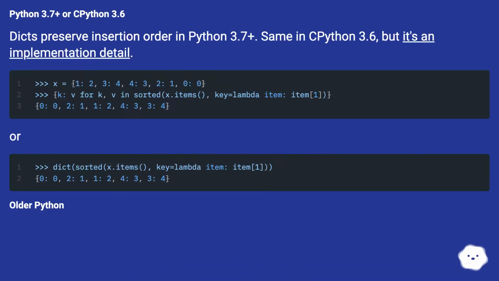Python 3.7 plus or Python 3.6. Dicts preserve insertion order in Python 3.7 plus. Same in Python 3.6, but it's an implementation detail.